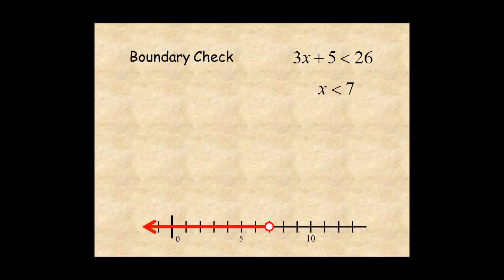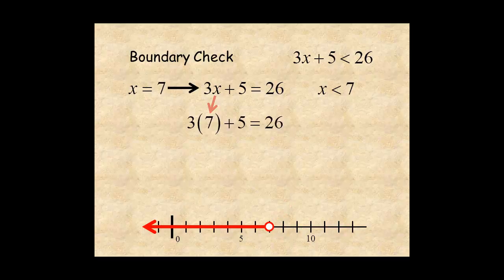Unlike an equation, an inequality has two checks. The first is a boundary check. Begin by rewriting the inequality as an equation. Then substitute the boundary of the solution, x equals 7, into the equation. This gives 3 times 7 plus 5, which is 21 plus 5, which is 26. And the boundary value checks. The boundary check verifies that you subtracted and divided correctly when you solved the inequality.